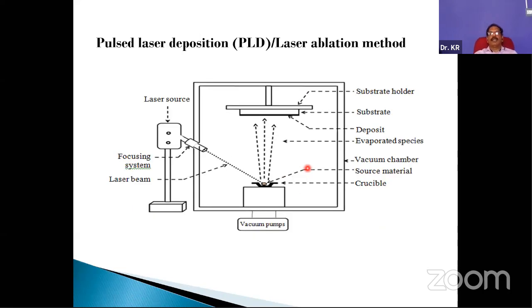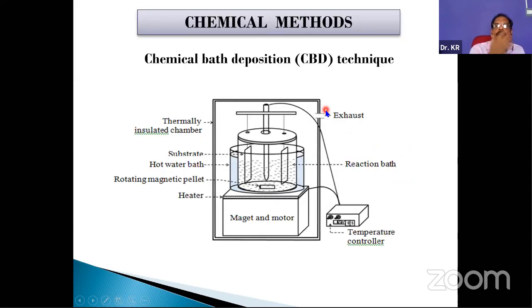Then another variant of this vacuum evaporation is pulsed laser deposition. In this case, in place of an electron gun or resistive heating, we use a laser gun. A pulsed laser is focused towards the source material, and thereby the source material is evaporated and deposited on the substrate. All the previous cases are physical methods.